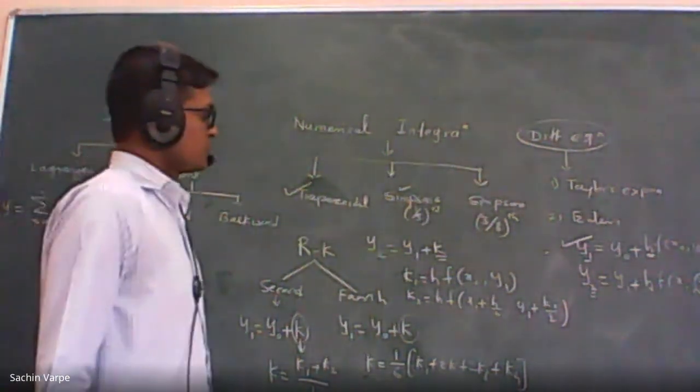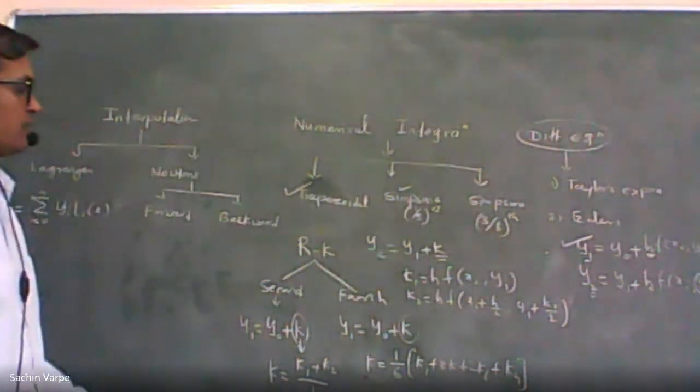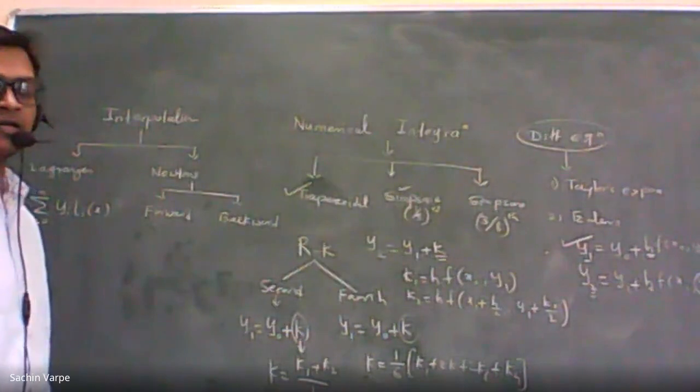Anyways, so is that clear? Someone has asked about the RK method of fourth order. Please ask if any doubt.